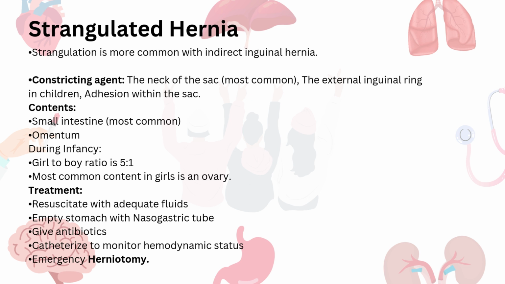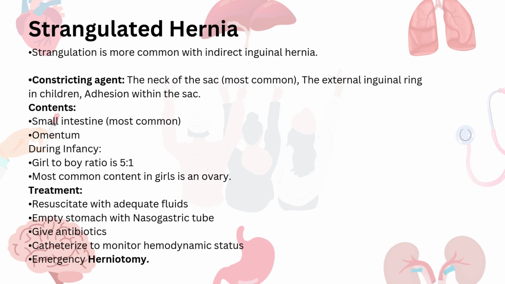It is more common in girls during infancy, and the most common content in girls is mostly the ovaries. So a strangulated hernia, which is caused by the neck of the sac, in which blood supply is getting compromised, is more common in girls during infancy. The most common components are the ovaries and the small intestine.